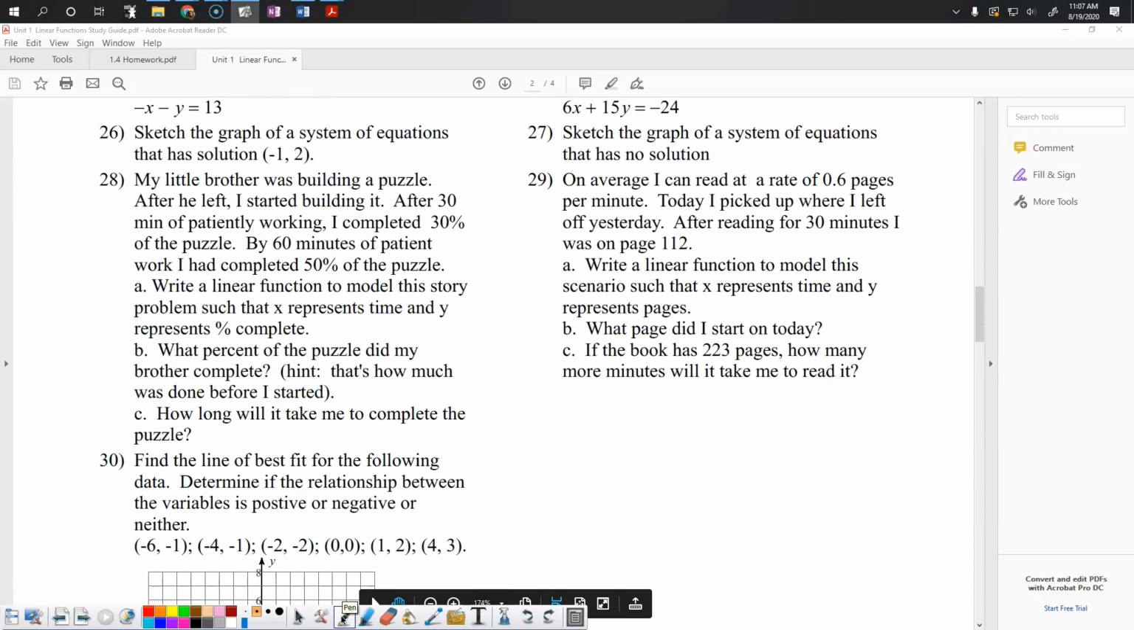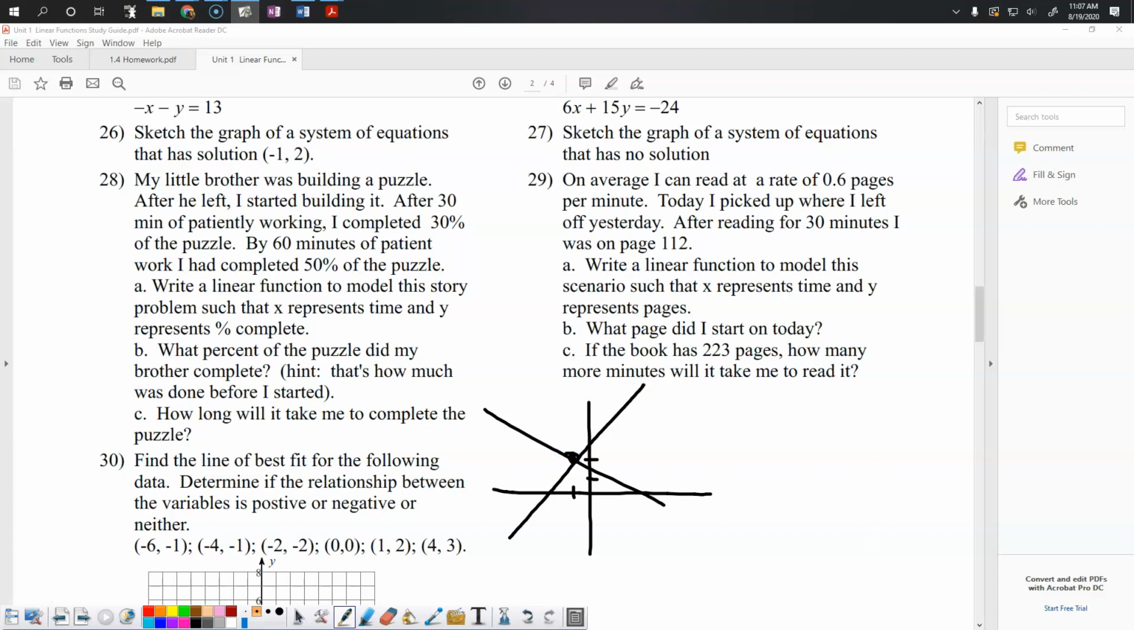Okay, so for number 26, it says sketch the graph of a system of equations that has a solution of negative 1, 2. So what we're going to do is plot that point, negative 1, 2, and put a dot there. And basically what I'm going to do is draw two lines that cross at that point. Because that's what a system of equations is. The solution is the place where those two lines cross. Let's take a look at number 27.